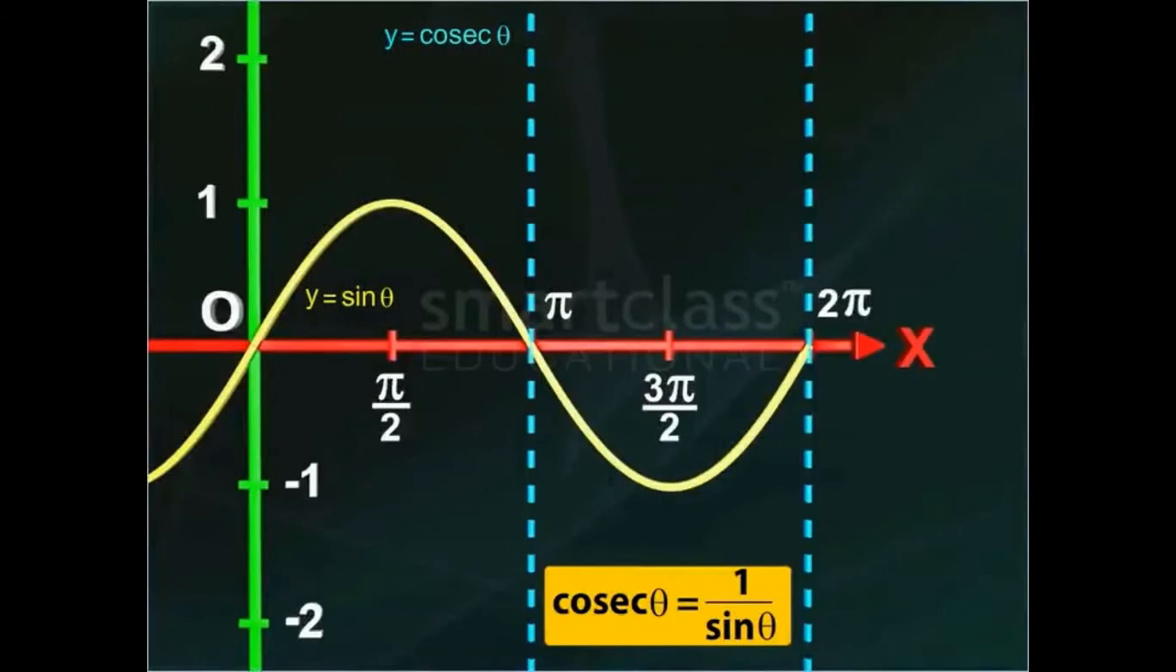Now, for every odd integral multiple of pi by 2, sine theta is equal to 1 or minus 1. This indicates that the value of cosecant theta is either 1 or minus 1 for every odd integral multiple of pi by 2.